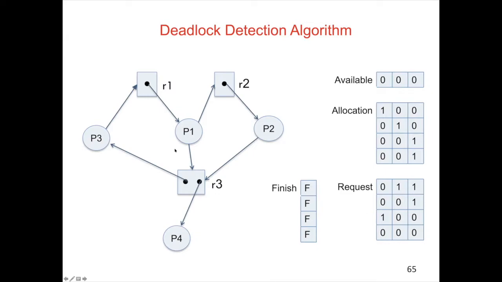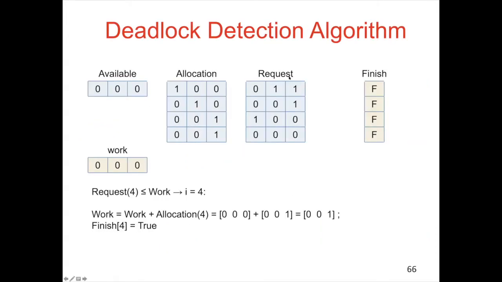And the requests are as follows. Here we have process P1 requesting R2 and R3. So we have 1 and 1 for the columns R2 and R3 for process P1. For process P2, it is requesting only R3, so we have 1 here, and all the other entries are 0. For process 3, it is requesting R1, we have 1 here, and the other entries are 0. And process 4 is not requesting any resource. So we have available, allocation and request.